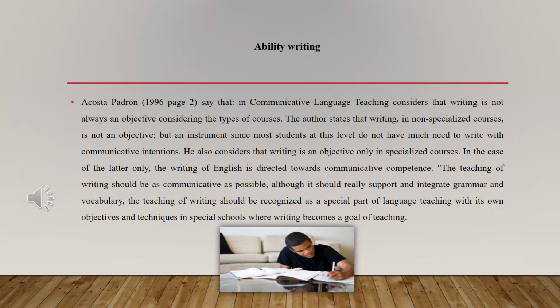Ability: writing. Acosta Patron says that in communicative language teaching, writing is not always an objective; consider the type of course. The author states that writing is not a specialized course, not an objective but an instrument, since most students at this level don't have the means needed to write but to communicate intentions. He also considered that writing is an objective only in a specialist course. The writing of English is directed to words and communicative competence.